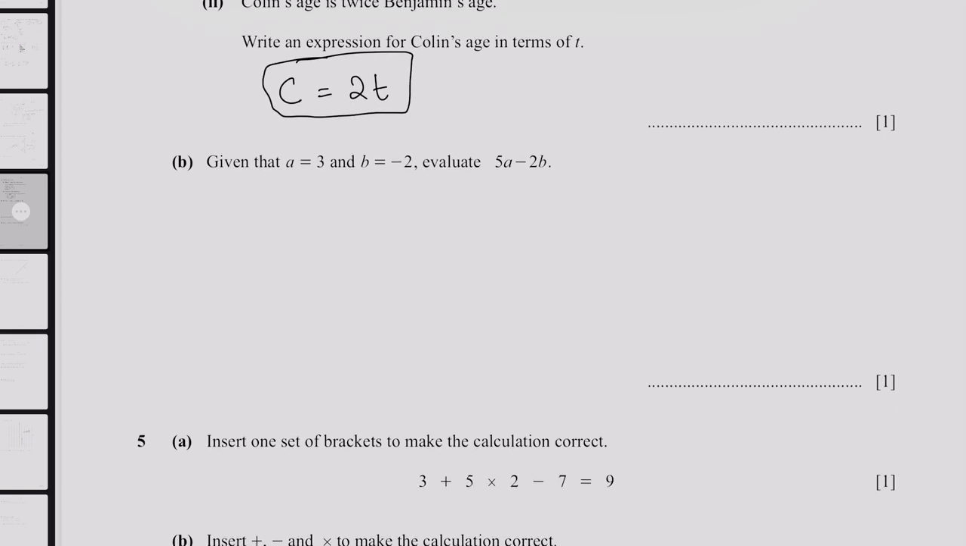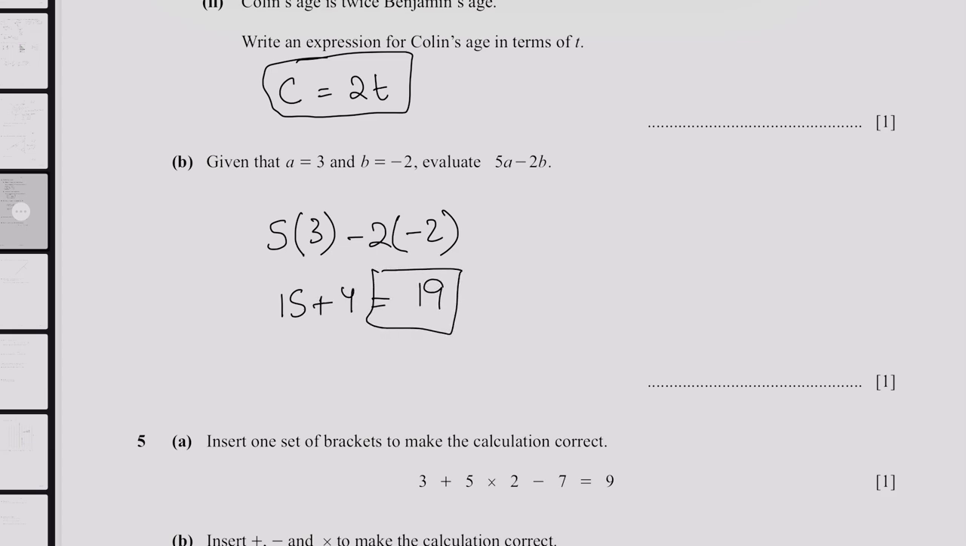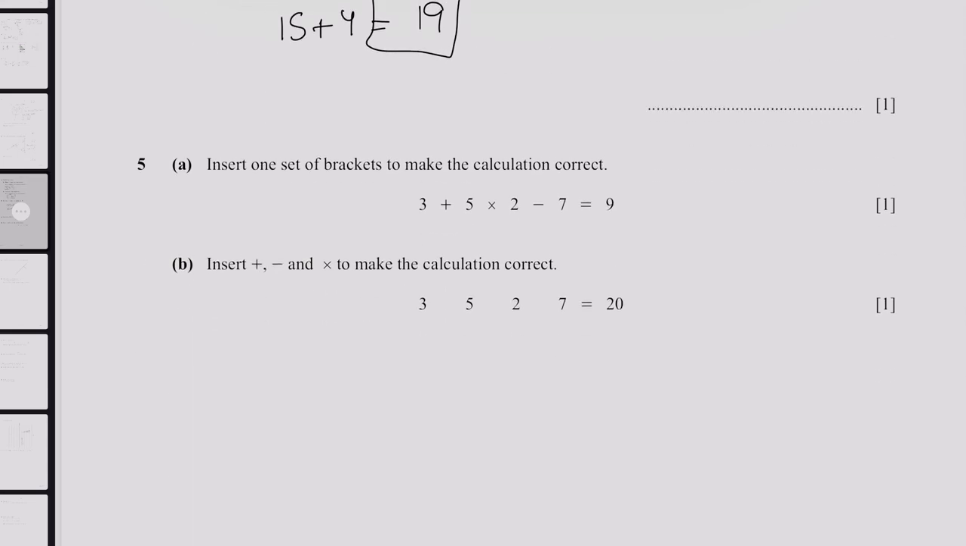Given that A equals 3 and B equals minus 2, evaluate 5A minus 2B. So 5 times 3, minus 2 times minus 2. So 5 threes are 15, minus 2 into minus 2 is plus 4. This equals 19.